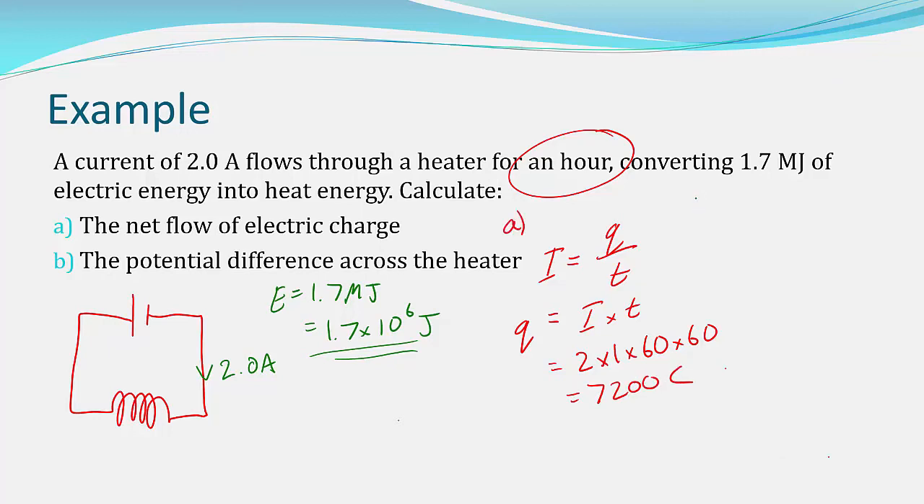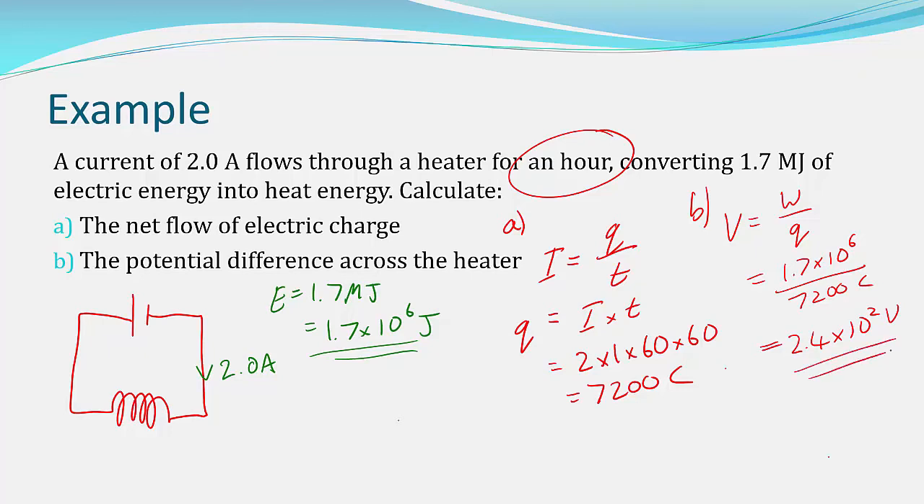And for part B, you would use the formula we've used so far, which is just the voltage is equal to the work done divided by the amount of charge that's gone through. And in that case, we know that the work done is the change in energy, which is 1.7 times 10 to the 6. And we divide that by the 7,200 coulombs of charge that have been moved. And if you did that, you will get 2.4 times 10 to the 2 volts. And that is the voltage across that heater.